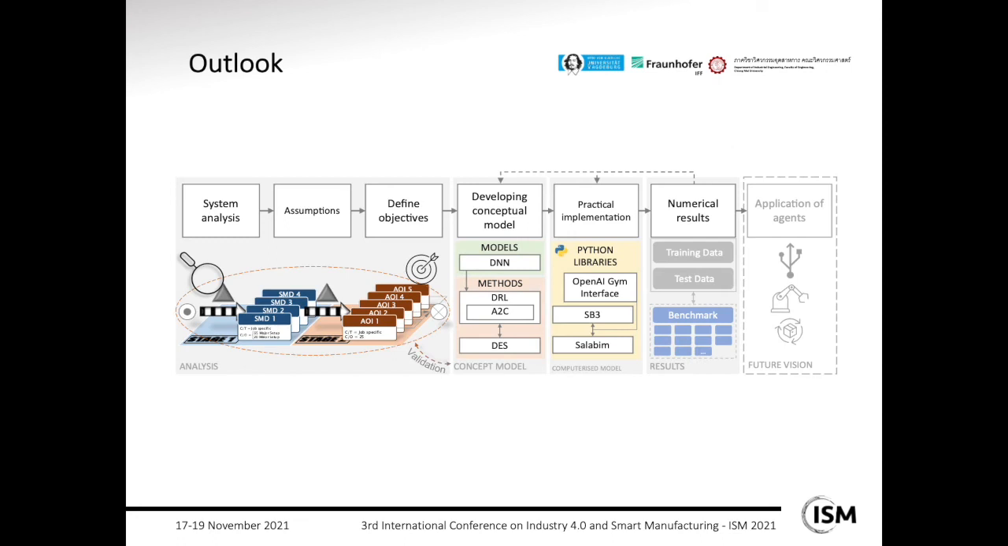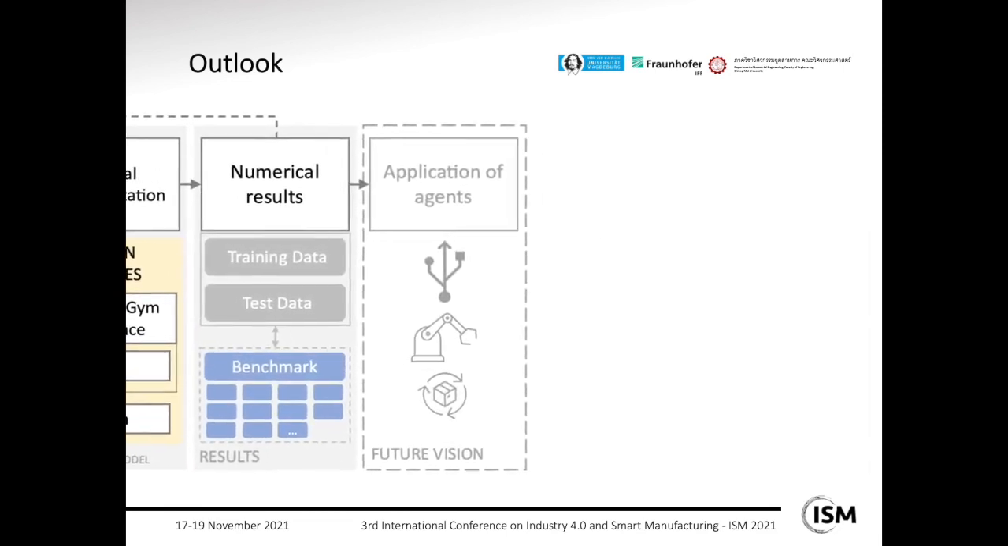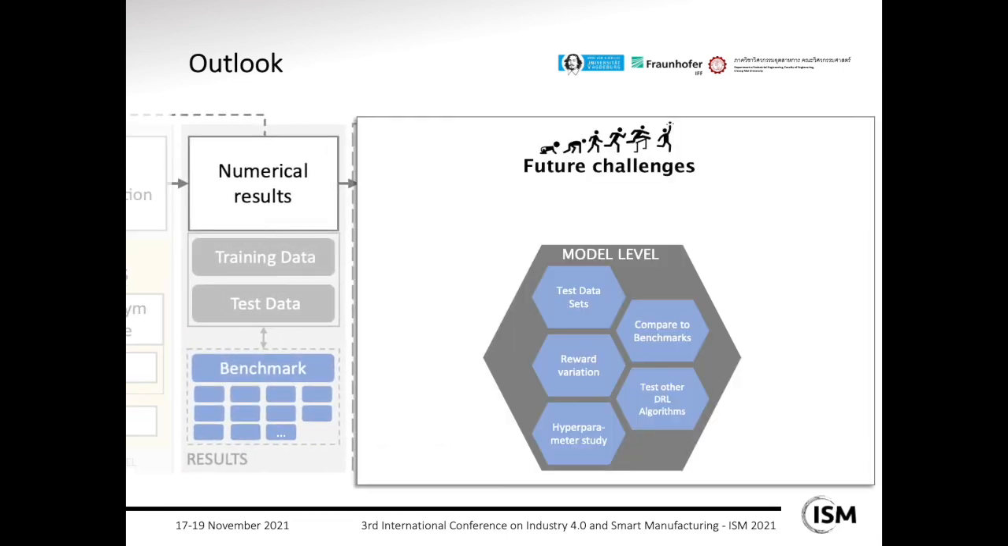To give you a short outlook, we're coming back to our procedure model. We want to address future challenges on the model level, like testing on the test datasets, not only the training datasets, and comparing them to benchmarks like other heuristics or meta-heuristics. We want to test different rewards as well as other deep reinforcement learning algorithms which are provided by the Stable Baselines library, and then perform hyperparameter studies.